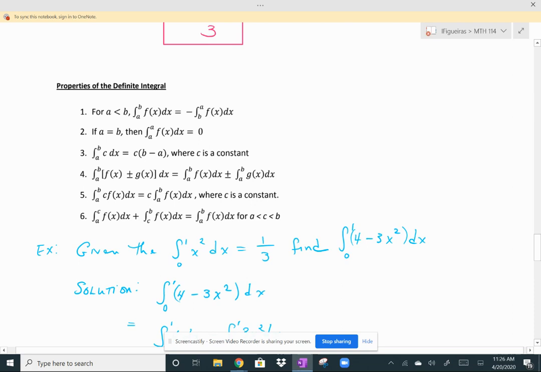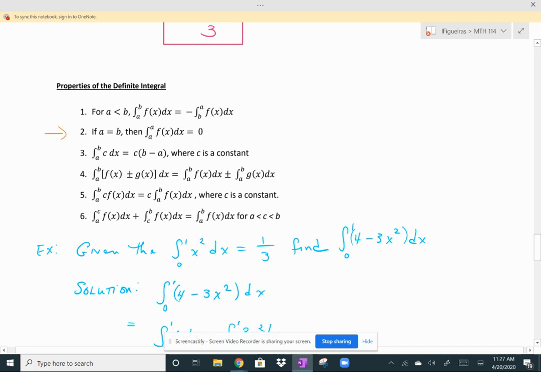So the first property says that if your limit values are a and b and a is less than b, then the integral from a to b of f of x is equivalent to the negative of the integral from b to a of f of x. So in other words, if you switch the order of your limits, that will give you the opposite sign of the area.